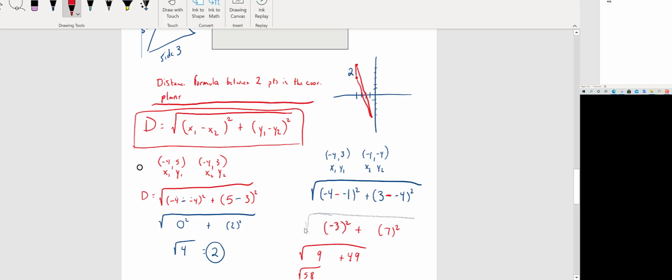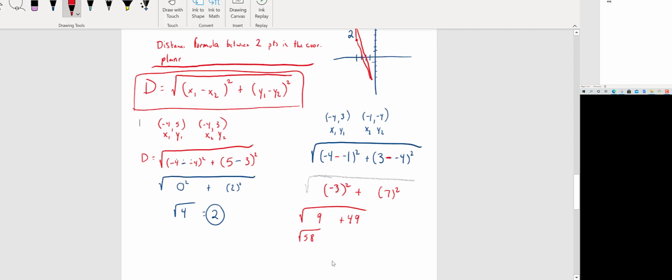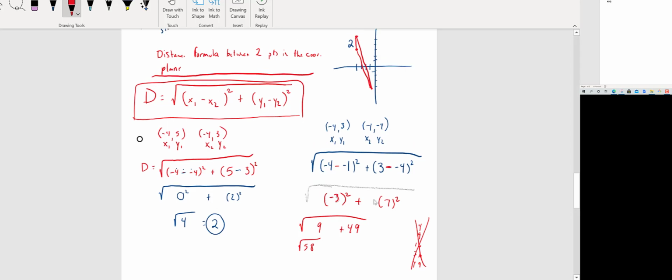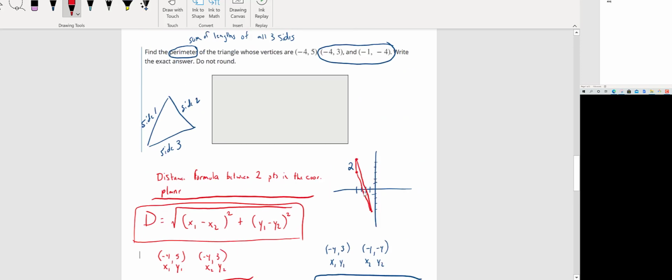Then you have to think to yourself, okay, is that simplified? Is there a perfect square that goes into 58? Think about your perfect squares, like 4, 9, 16, 36. No, none of those perfect squares divide into 58 evenly. So the square root of 58 is as simplified as we can get. So this is the distance between those 2 points.